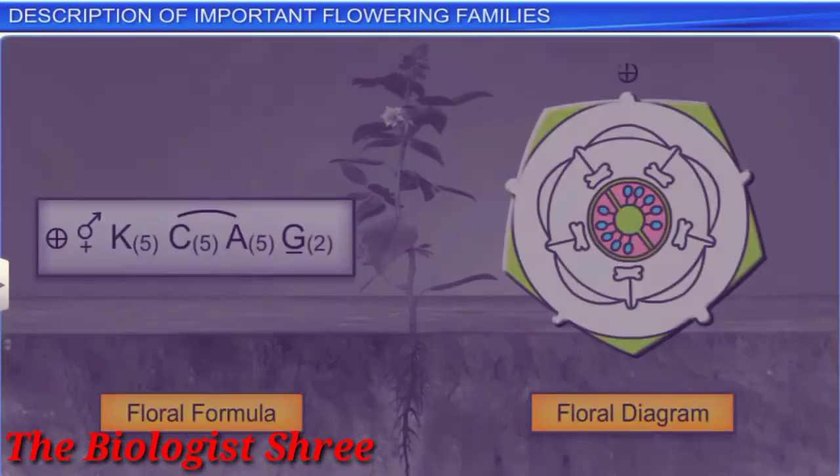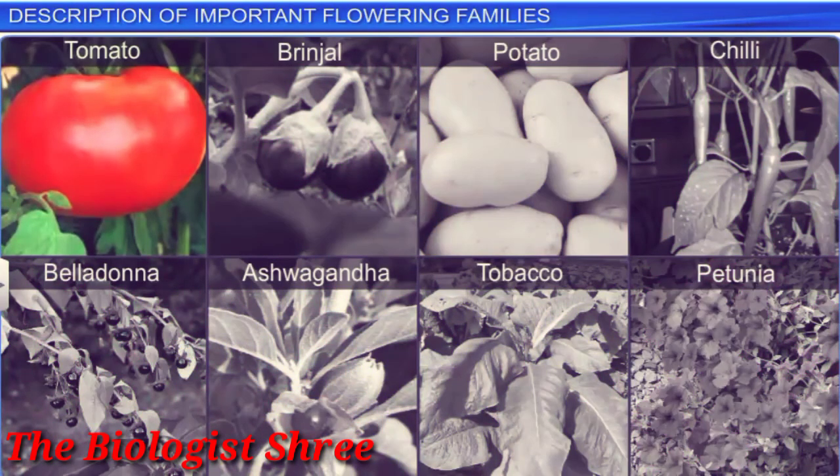Many plants like tomato, brinjal, and potato, belonging to the Solanaceae family, are used as food. Chili is used as a spice, and belladonna and ashwagandha are used as medicines. Tobacco has fumigatory properties, and petunia is an ornamental plant.